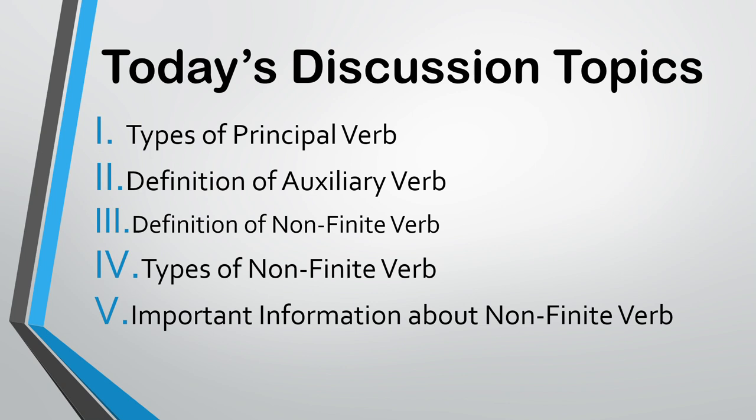Okay, first, today's discussion topics. The number of topics is 5. First, types of principal verbs. In the previous video we discussed the principal verb but not its types. Today we will discuss the definition of auxiliary verb, the definition of non-finite verb, types of non-finite verb, and important information about non-finite verb. So let's start this video.